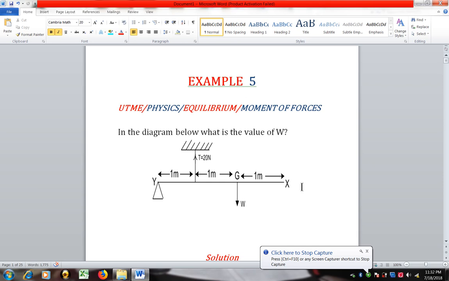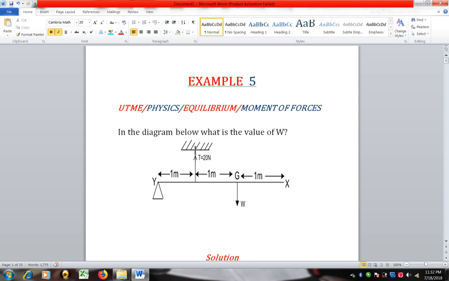In the diagram below, what is the value of W? Now, if you look at this diagram closely, we see that we have a uniform beam, and then this is the pivot or the fulcrum about which the beam or the bar can rotate, and this is the center of gravity, which is W.